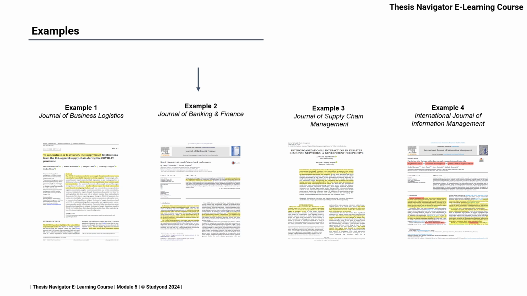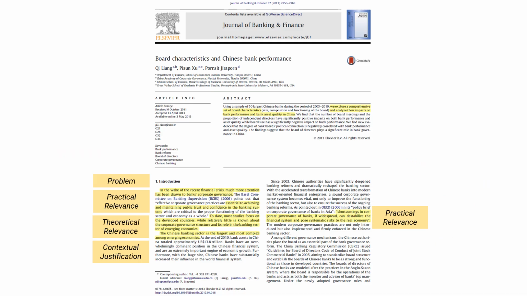The second example is an article from the Journal of Banking and Finance, where the authors investigated whether and how the composition of boards in the 50 largest Chinese banks affects the performance and asset quality of each bank. You will immediately notice that also these authors address the research problem in the very first sentence of their study, the effective and good governance of banks. Yet, they not only mention the problem but also underscore its practical and theoretical relevance.